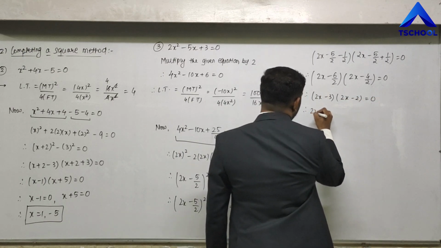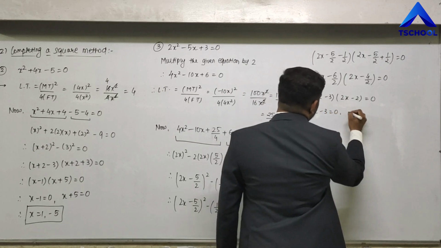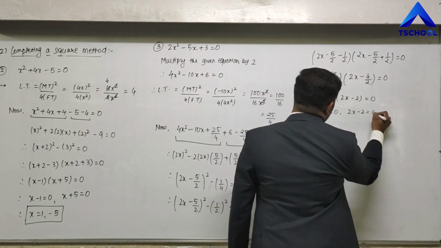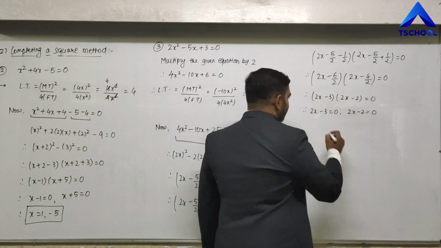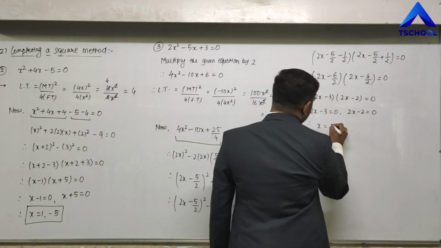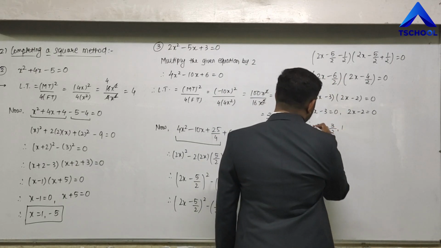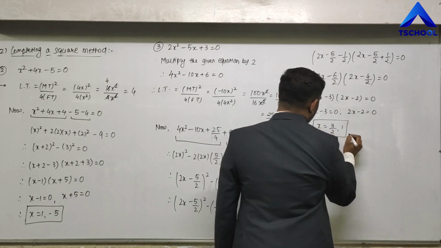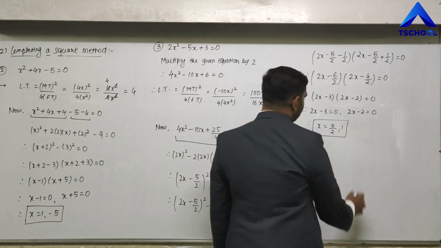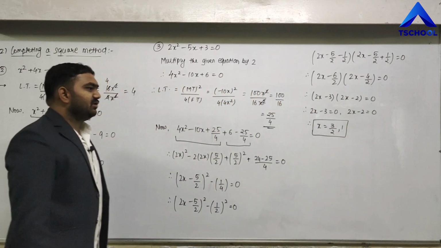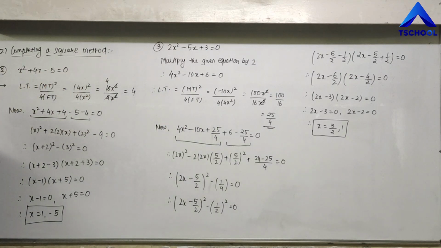Hence you can say that 2x minus 3 is equal to 0 and 2x minus 2 is equal to 0. Hence finally x is equal to 3 by 2 and x is equal to 1. So the solution of the given equation 2x square minus 5x plus 3 is equal to 0 is x equals 3 by 2, right?